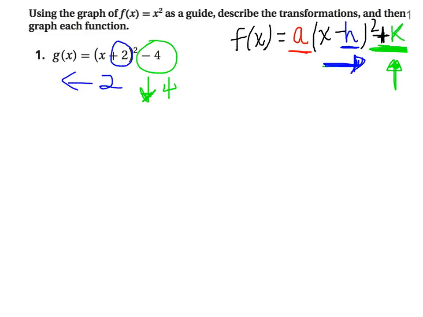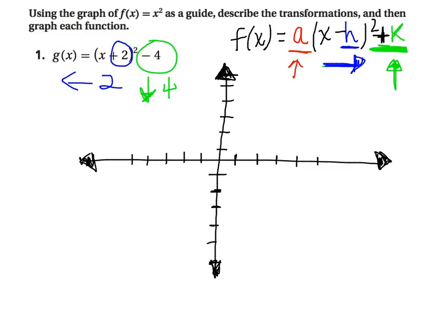There's no a, so we know that there's no stretch or anything like that, and there's no reflection across the x-axis. So let's graph it now. I'll set up the coordinate system. Because it says using the graph of this as a guide, let's draw that out so we know what that is. So our guide is f(x) = x².